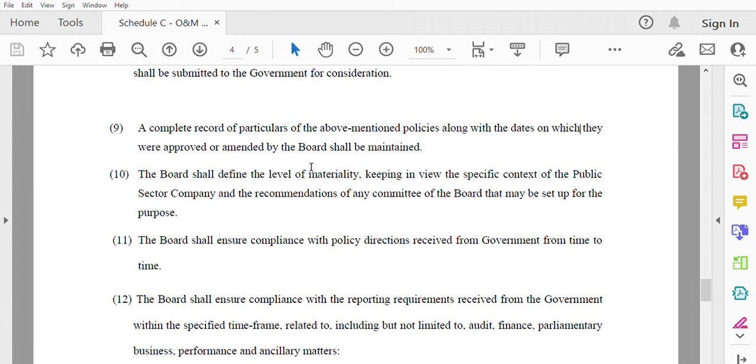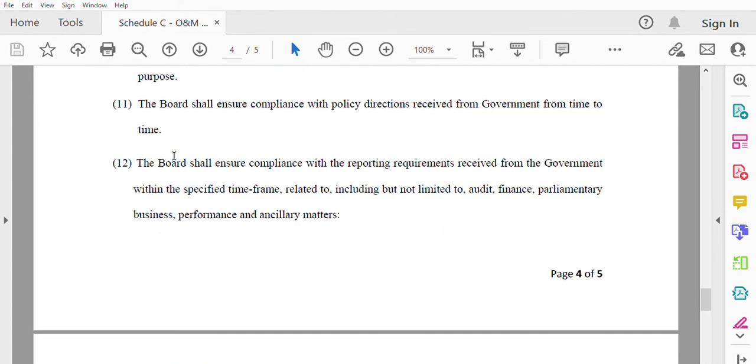And so if any amount touches that materiality level, then the board needs to consider that as an important point to discuss in the board meeting, just on the basis of the amount. Of course, a transaction can be material based on other things, for example conflict of interest, and it could be other factors also, but here we are just talking about the amount. So this is important, that the board defines the level of materiality, so that the recommendation of any committee of the board may be set up for that purpose.